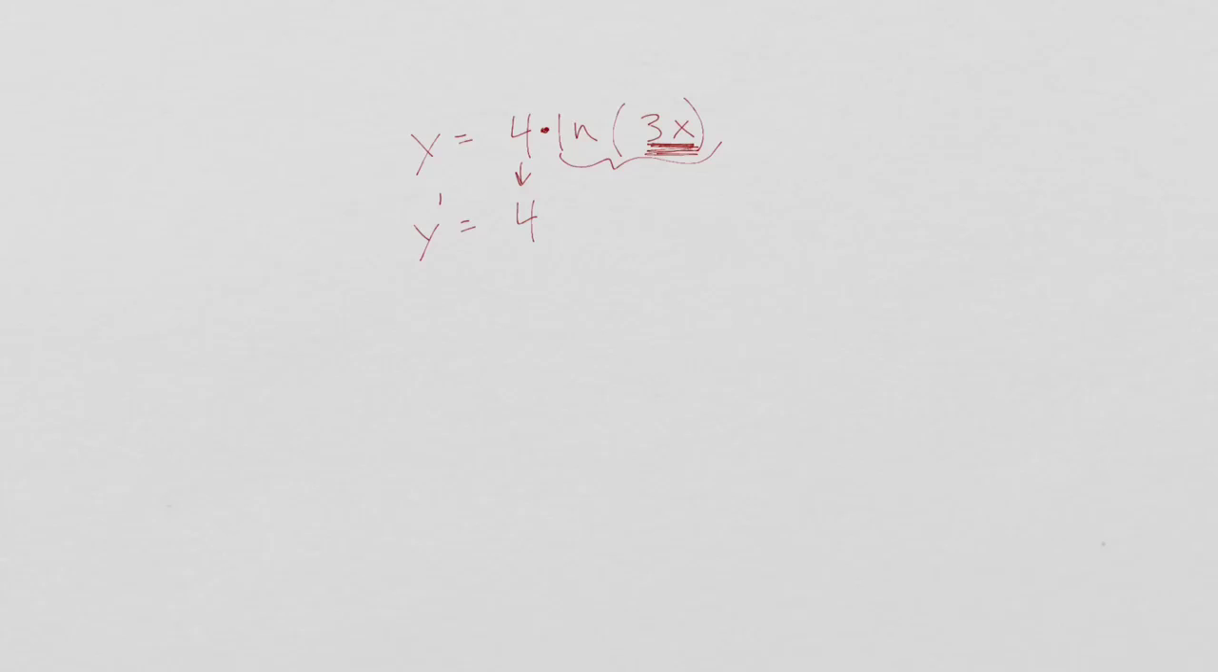The derivative of the outside is going to be 1 over x, where x now is 3x, so 1 over the inside function. So the derivative of the outside evaluated at the inside, times the derivative of what's inside, and the derivative of 3x is equal to 3. So I end up here with 4 times 1 times 3, which is 12, divided by 3x, or in other words, 4 over x.